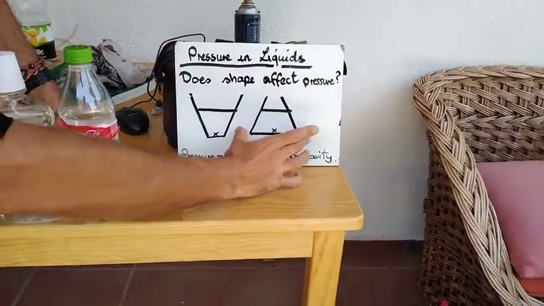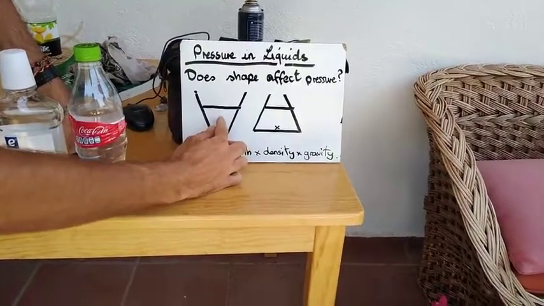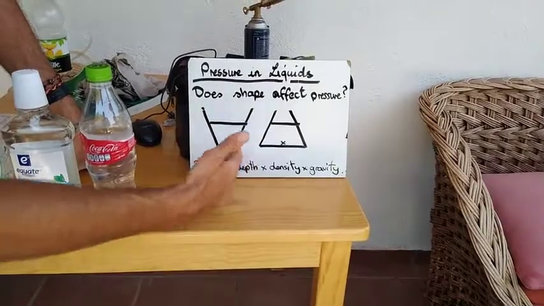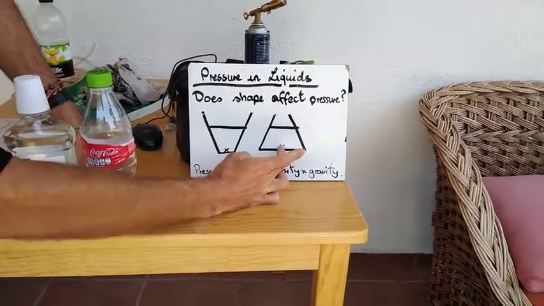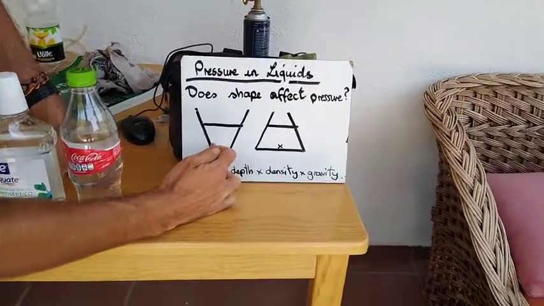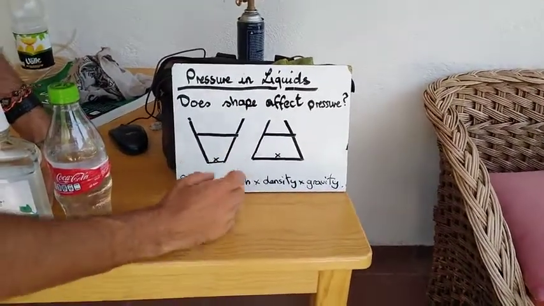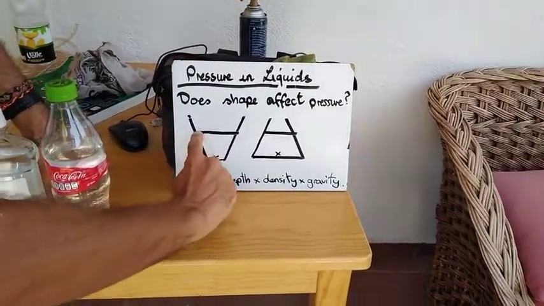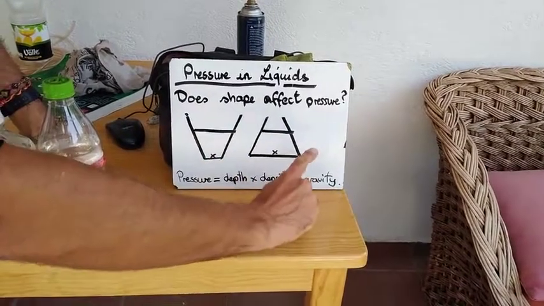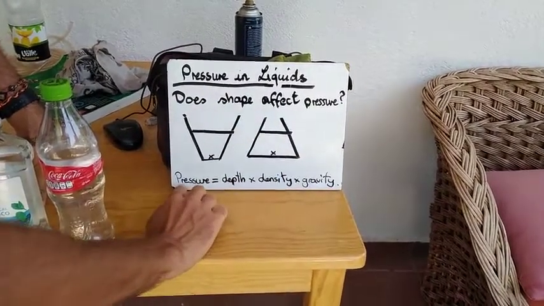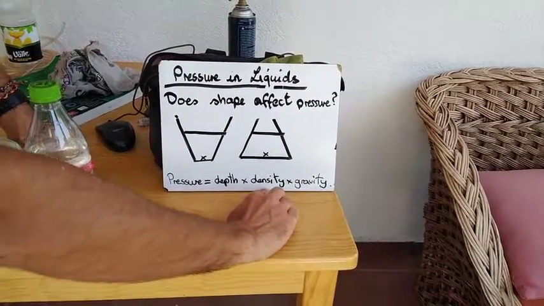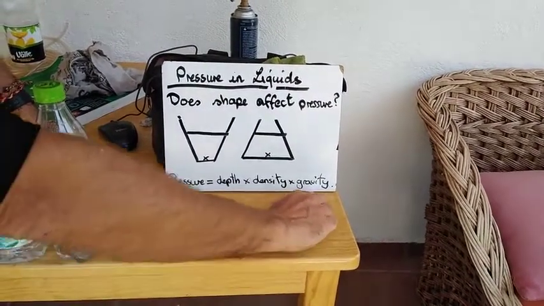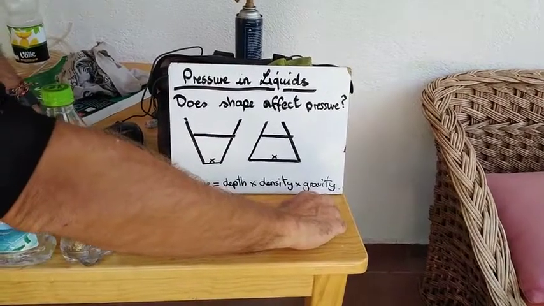You might see two different containers full of water, and it might ask you whether the pressure is different. And the pressure there is the same as the pressure there. The shape of the container does not matter. It's actually the depth of the liquid, and you should be able to understand that from our formula, which is pressure equals depth times the density of the liquid times gravity, which you've done before.